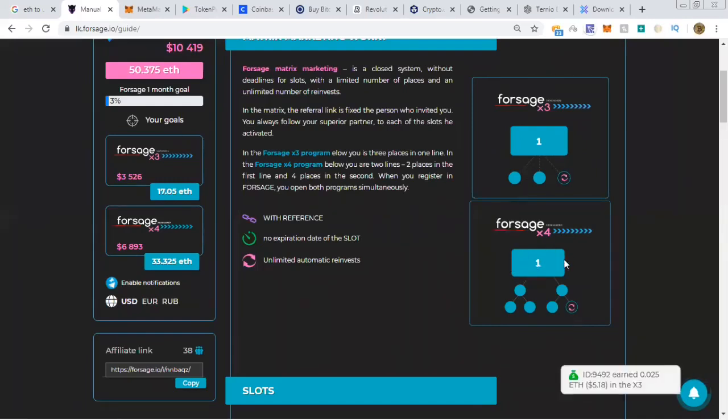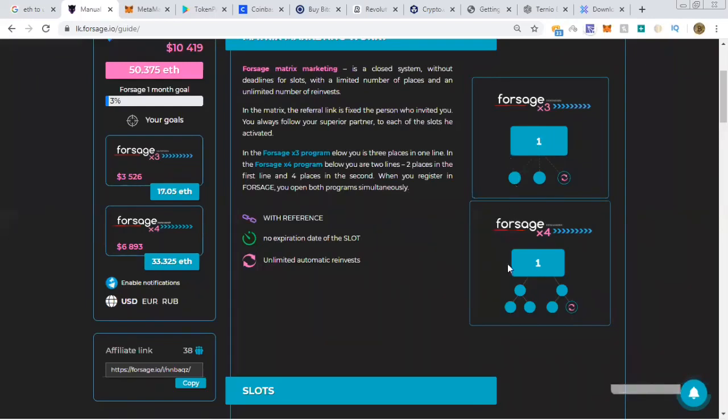For example, with some other income opportunity, they say you've got to buy a 90-day package, and then it expires and you've got to purchase a new one. Well, once you purchase these, they are yours for the life of the blockchain. That literally is true.